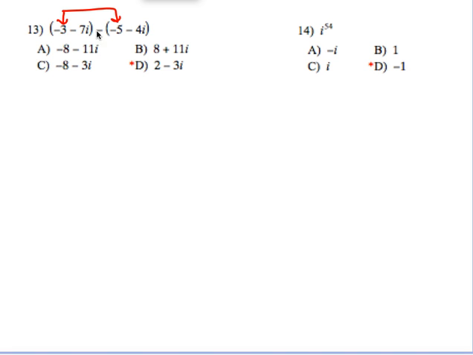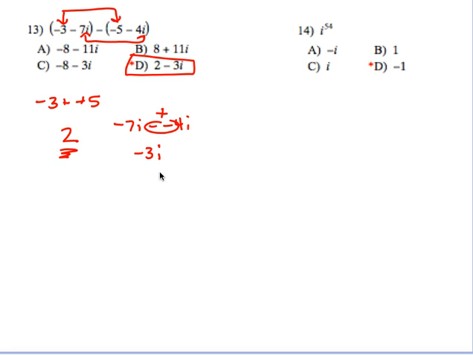So -3 minus a -5, that's actually going to give you a 2. Some of you probably thought it was just -3 minus 5, which is why you probably picked either A or C. So 2 would have been the first number. And then the i terms, -7i minus -4i. Again, that minus a negative, so it actually is a -3i. So that is why it was choice D. That was a little tricky if you were bad with your positive and negative numbers.